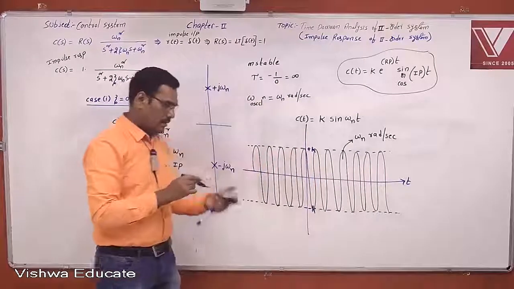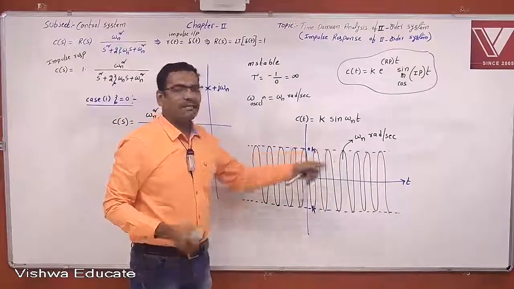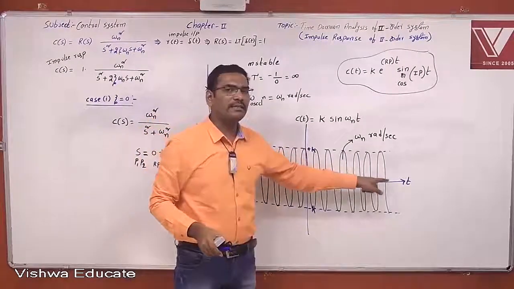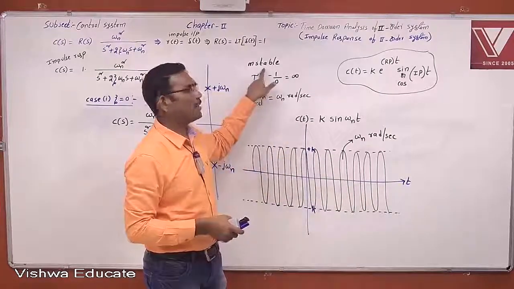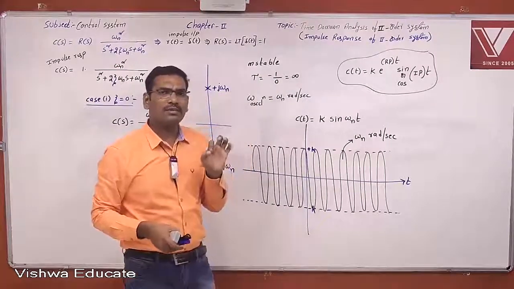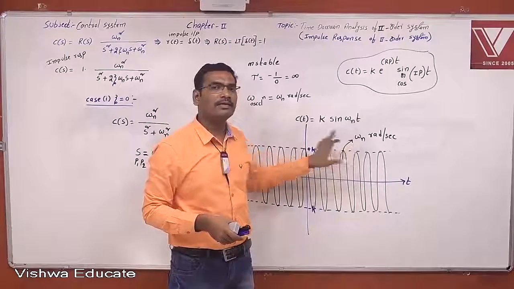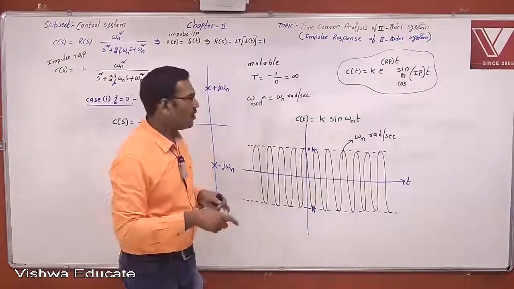Now see here, the peak amplitude is constant, and the amplitude and frequency of oscillations stay the same from minus infinity to plus infinity, irrespective of the input. That particular system response is called a marginally stable system. Any control system response that maintains constant amplitude and frequency of oscillations irrespective of input is said to be marginally stable.